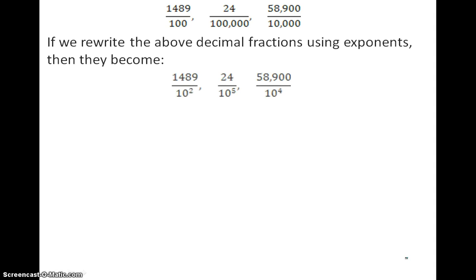Alright, let's take a closer look at these. If we rewrite these decimal fractions using exponents, then they become 1489 over 10 to the second power. And in case you've forgotten what exponent means, it means repeated multiplication. So this is 10 times 10, which of course is 100. If you take 10 times 10 5 times, not 10 times 5, that's 50, but 10 times 10 times 10 times 10, 5 times, you get 100,000. If you're not sure, check it on your calculator. And if you do 10 times 10 4 times, then you're going to get 10,000. So exponents are repeated multiplication.